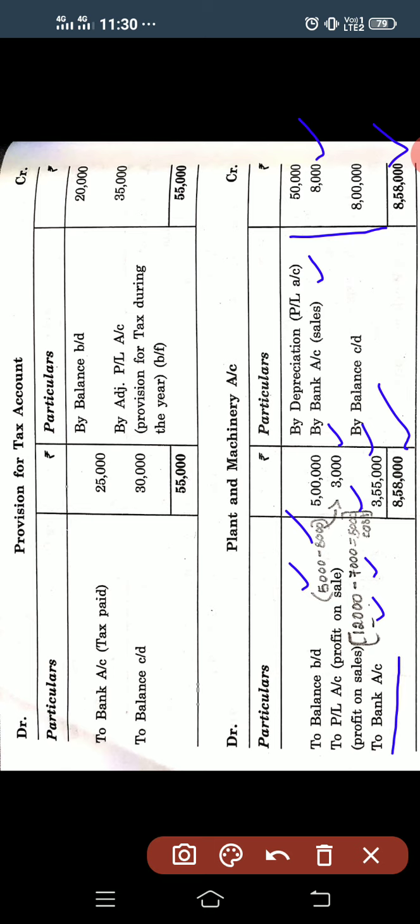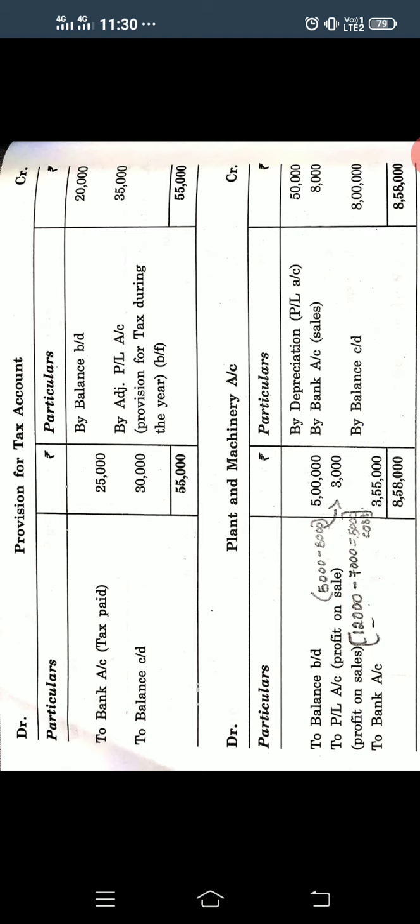So we have prepared the ledger accounts of provision for tax account and plant and machinery account. So with that we have done the second step, that is the preparation of the necessary ledger accounts. So this problem is related to that second step of calculation of fund flow statement.